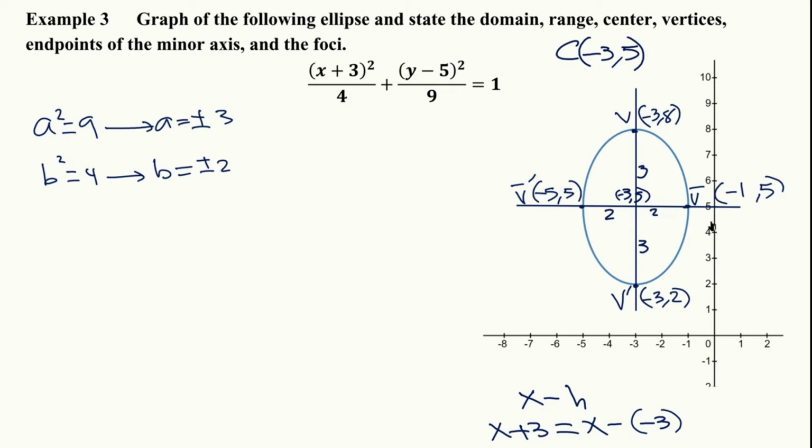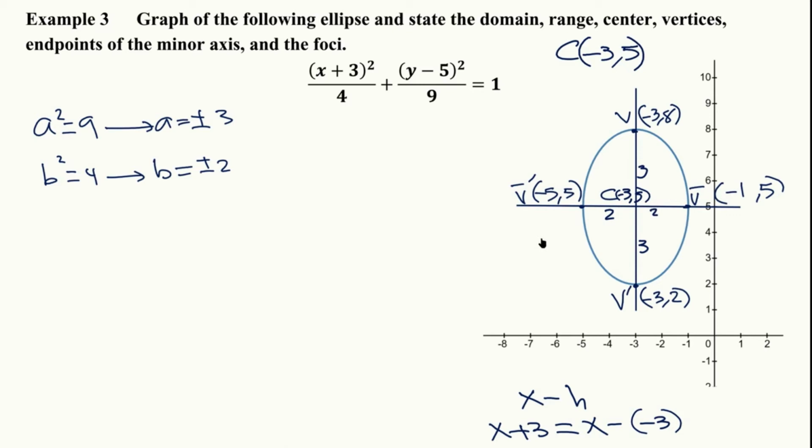So that's how we can easily find all that. We just basically did a bunch of it. We found the center. This is the center. We found the vertices, sorry, those are the covertices: -1, 5 and -5, 5. We found the vertices at -3, 8 and -3, 2. The covertices, which are the endpoints of the minor axes, are -1, 5 and -5, 5. Now, the only thing left is the foci and the domain and range.